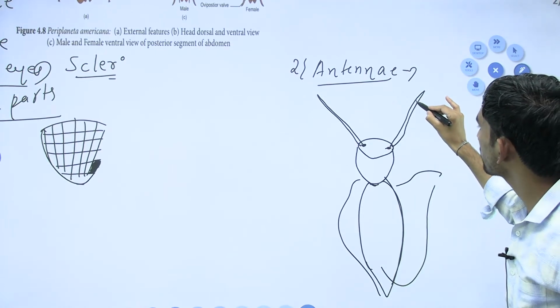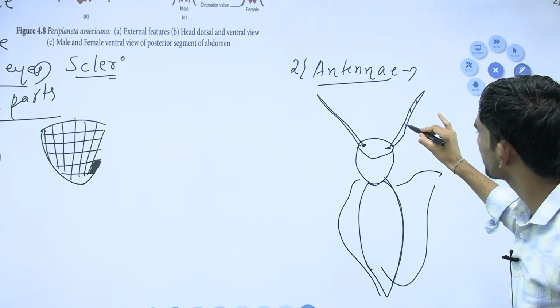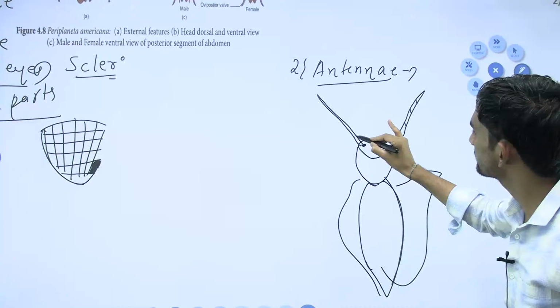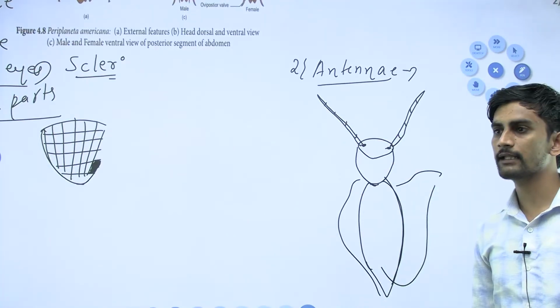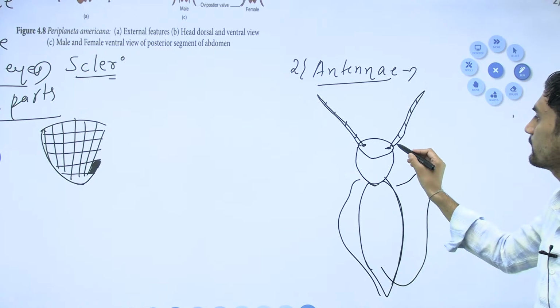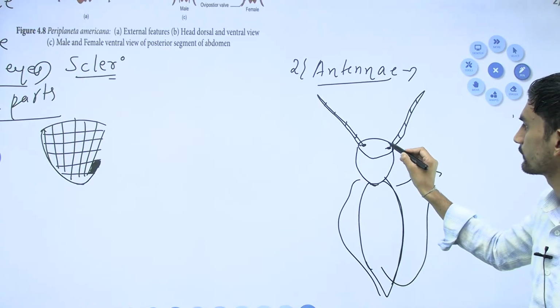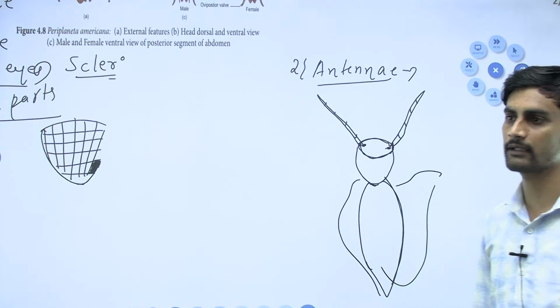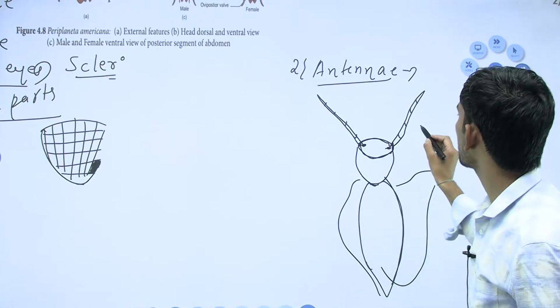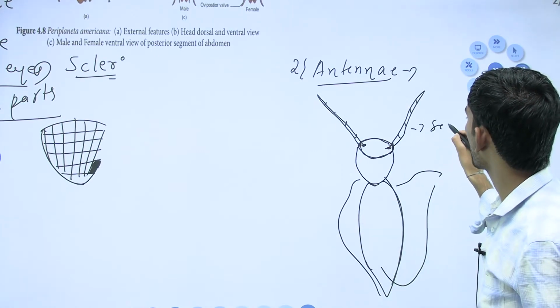So filamentous, on what basis are we calling them that? These are the structures you will find. This is the filamentous structure. Where are they arising? They are arising from the head region. These filamentous structures will act as sensory organs.